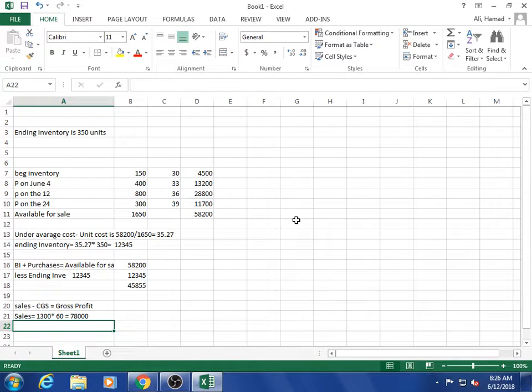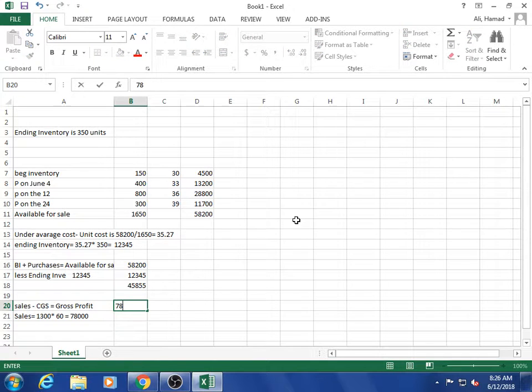Okay. So now sales minus cost of goods sold. Sales are 78,000 minus cost of goods sold, which is 45,855, and that is equal to 32,145. That is correct.